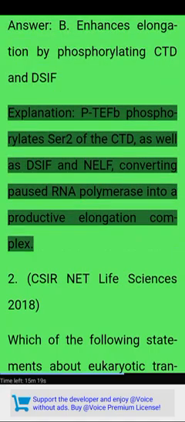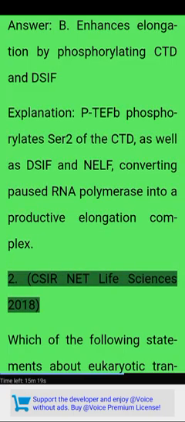Explanation. P-TEFb phosphorylates Ser2 of the CTD, as well as DSIF and NELF, converting paused RNA polymerase into a productive elongation complex. 2. CSIR NET Life Sciences 2018.